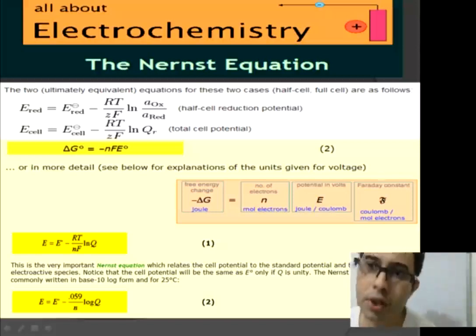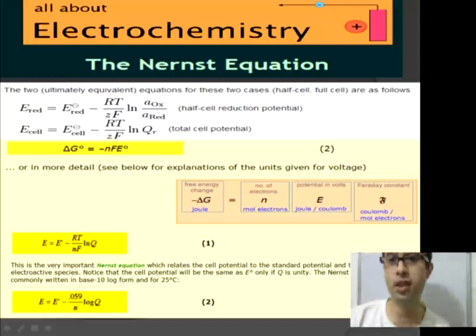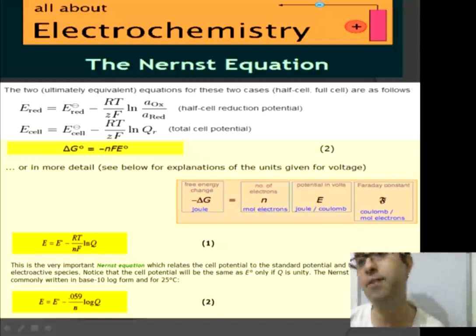So the first important equation, you should note it down right away, is del G0 equal to minus NFE0. Del G0, as you know, is the standard Gibbs free energy change for the reaction. Every reaction, be it an electrochemical reaction, a covalent reaction, whatever, there is always a free energy change. The free energy change for an electrochemical reaction is given by minus NFE0, where del G is in joules, N is the number of electrons transferred in that reaction, and E is the potential.